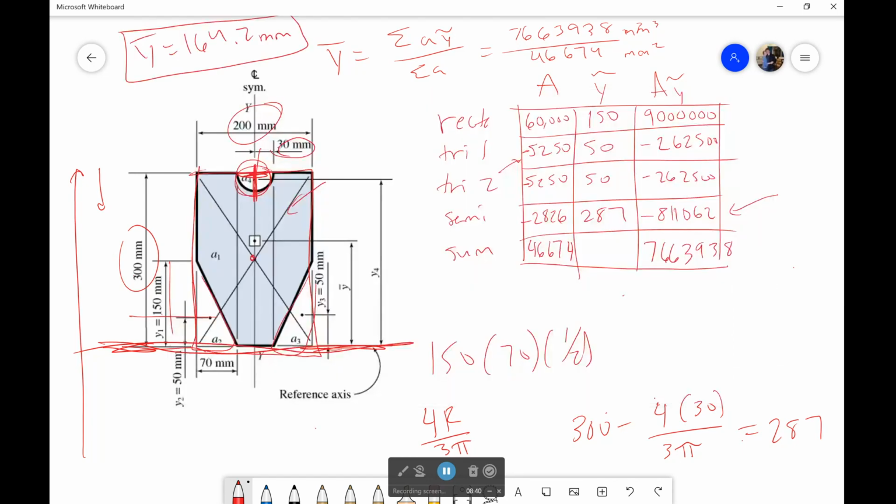Well, that's slightly above the center of the rectangle, which does make sense because I've got more area taken away from the bottom than I do the top. Okay, it seems reasonable. If I look at our textbook, it's pretty close except for some rounding errors. So we're good. Yeah, we're fantastic.